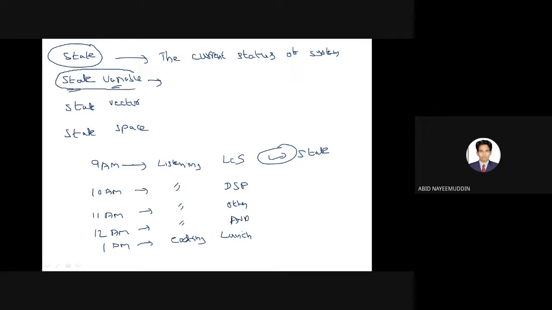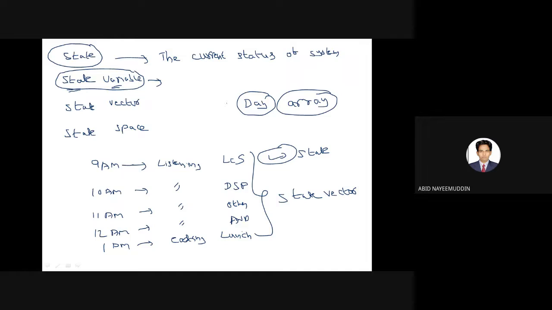And what is state vector? The group of all these states, from today 9 a.m. to next day morning 9 a.m., each status will give you what? State vector. If you group all the things you did in a day from morning to evening, that will become an array, an array of variables. So that is known as what? A state variable of day 1.